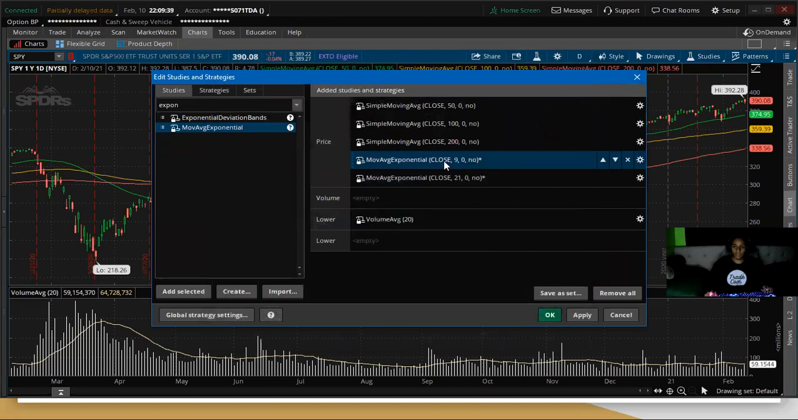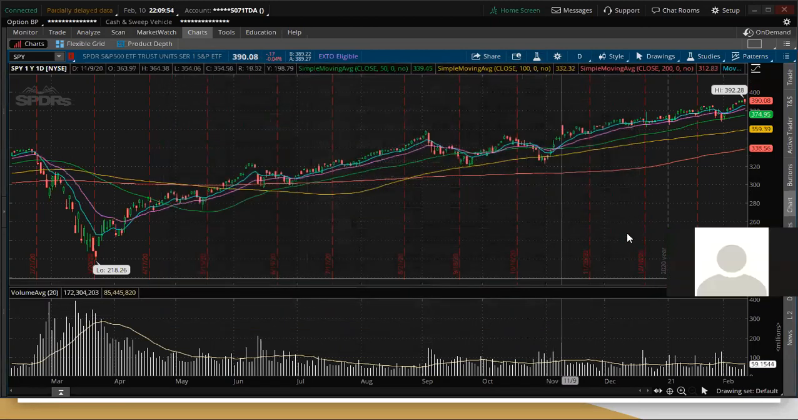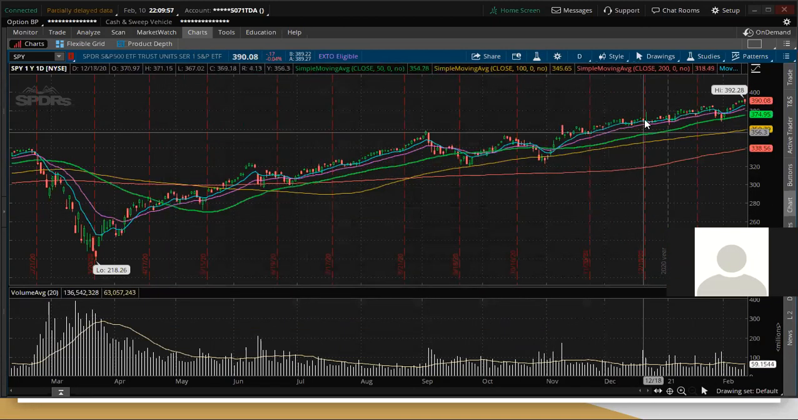Now I have my 9 EMA and my 21 EMA on the daily chart, right? So the 21-day exponential moving average and the 9-day exponential moving average. So you're going to have 5 different trend lines over here. What color do you use for the 9? I use blue.